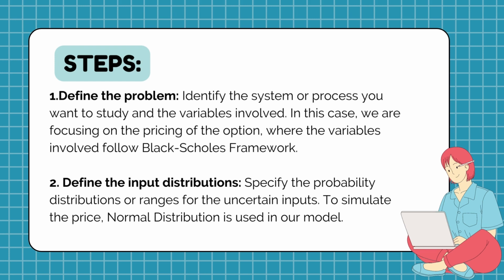Secondly, define the input distribution. Specify the probability distribution or ranges for the uncertain inputs. These inputs can be randomly generated based on known statistical probabilities, such as normal, uniform, or exponential distribution. To simulate the price, normal distribution is used in our model.